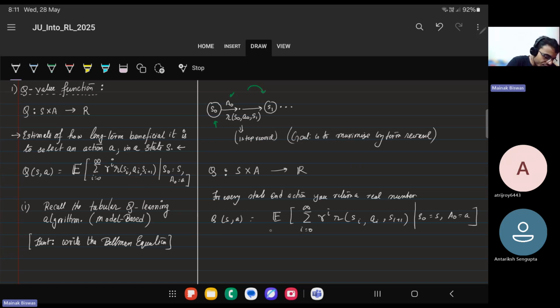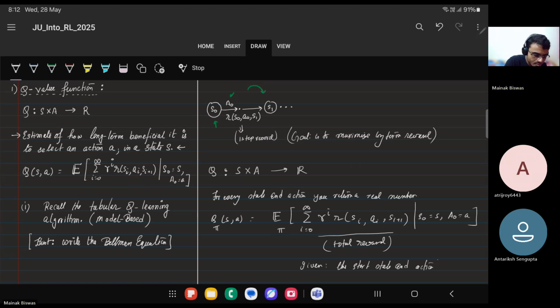Say if actions were sampled by a policy pi. So this would be for a policy pi. We have defined this previously, isn't it? So this is the total reward given what? The start state and action. So I hope you all remember this.